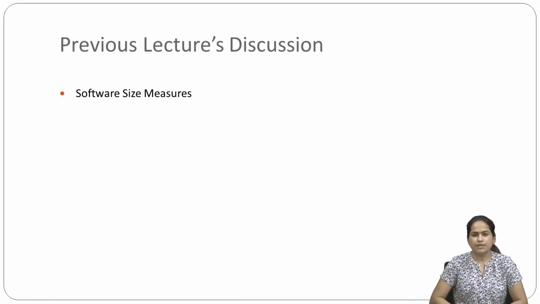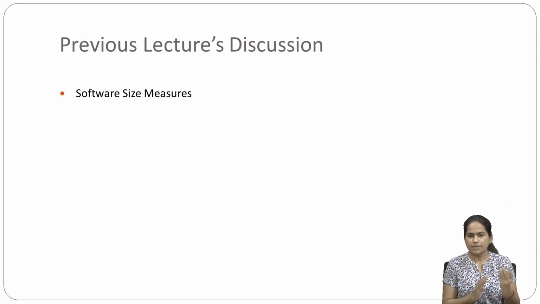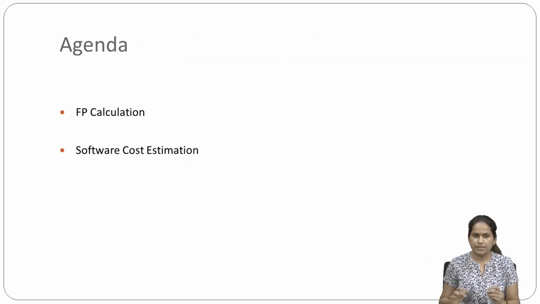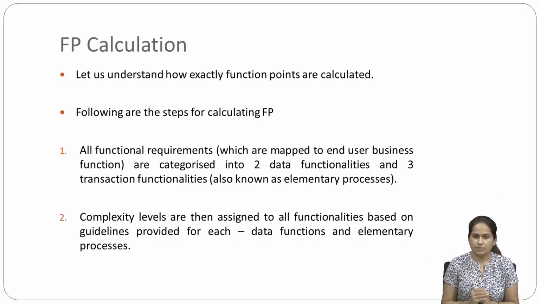LOC is considering only the source codes which we are having, means we are skipping the comment lines as well as the blank lines, and we discussed its advantages, disadvantages. FP, how it is useful, its advantages and disadvantages. In today's lecture we are going to discuss FP calculation and software cost estimation. Now let us start our discussion with FP calculation.